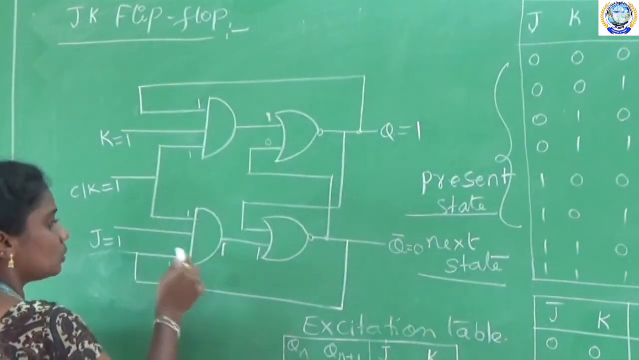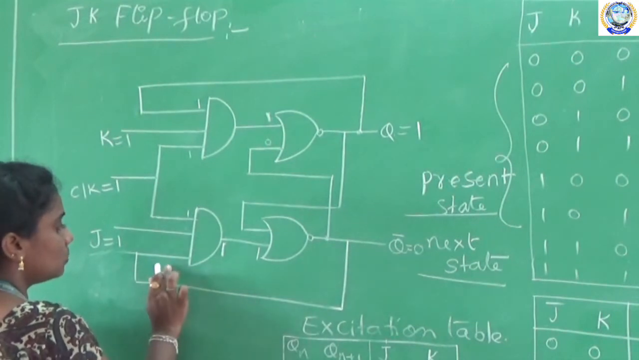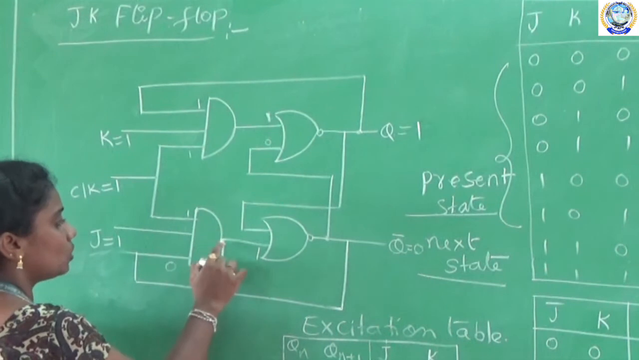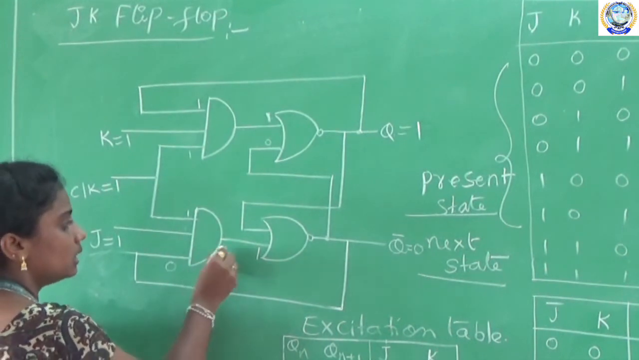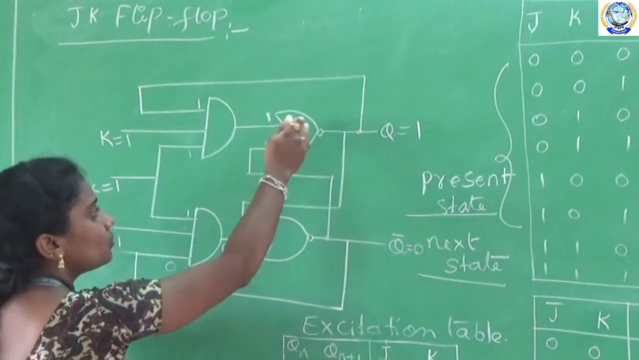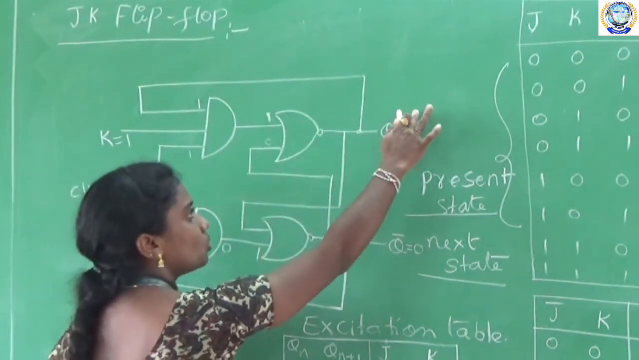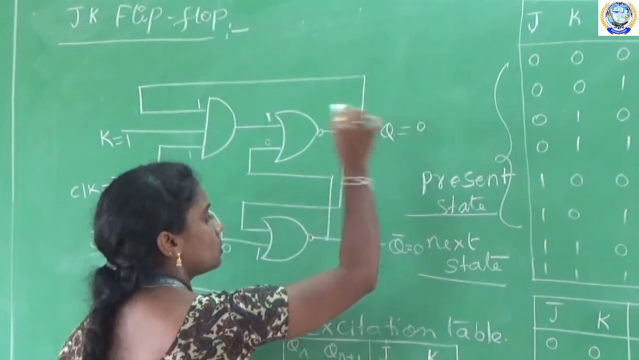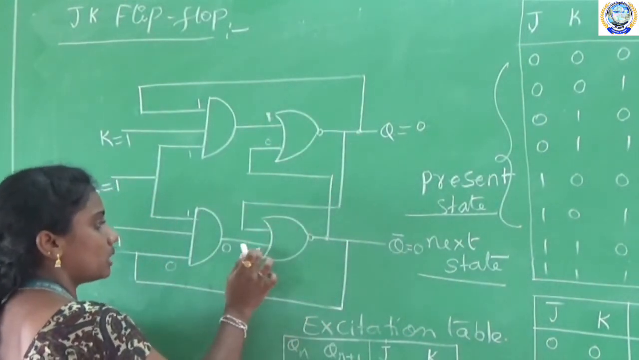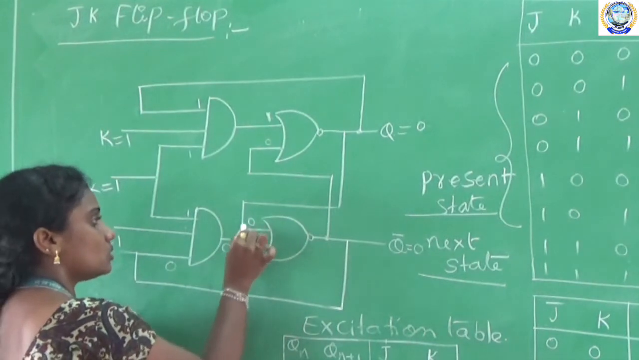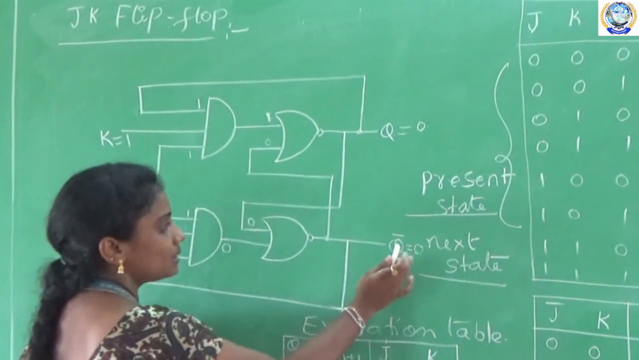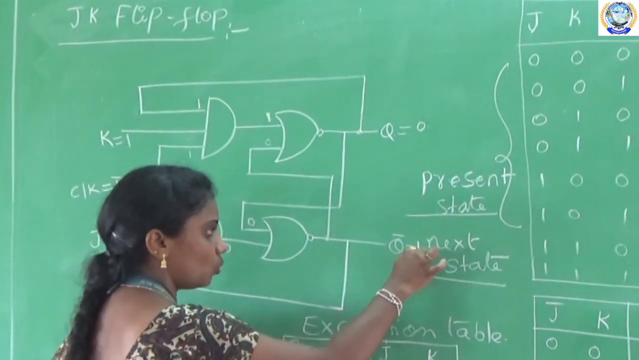And similarly here we are giving Q bar equal to 0 and clock equal to 1, J equal to 1. What is the output of this AND gate? It is equal to 0. So here, if any one of the inputs is high, what is the output? It is equal to 0. So now we are applying this 0 as input to this NOR gate. Now the inputs to this NOR gate are 0, 0. What is the output? It is equal to 1.